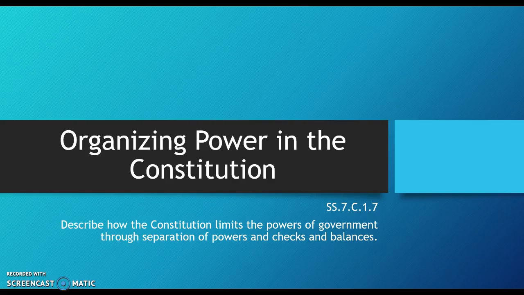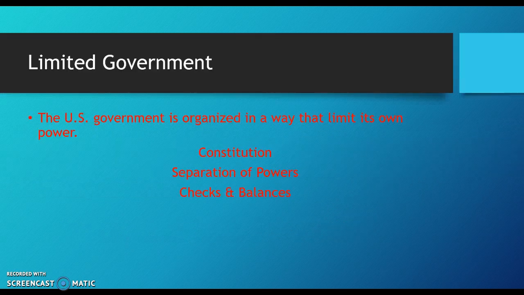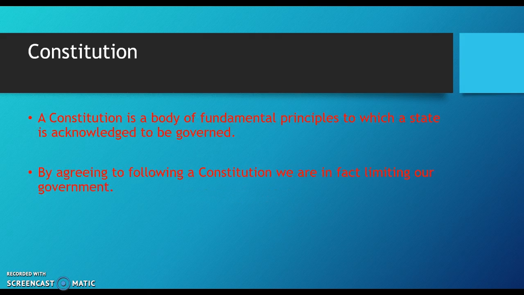Hi there. In this episode, we're going to talk about how the Constitution limits the powers of the government through the separation of powers and checks and balances. The U.S. government is organized in a way that it limits its own powers, and there's three ways that it does this: through the Constitution, through the idea of separation of powers, and through something called checks and balances.